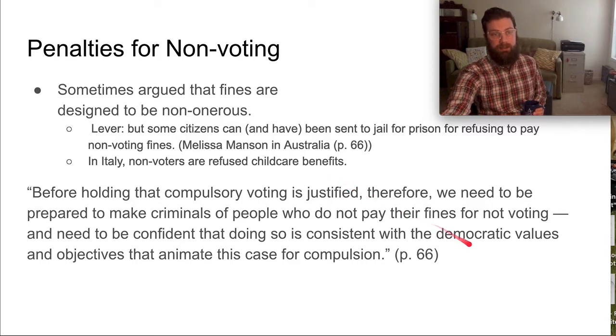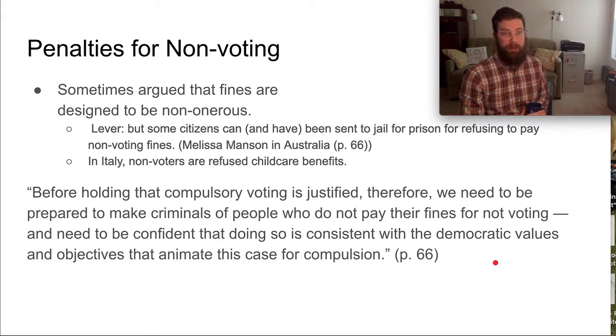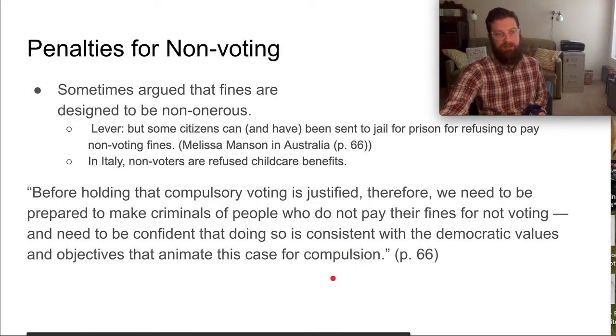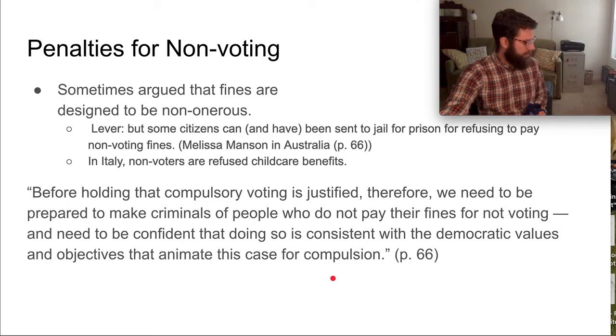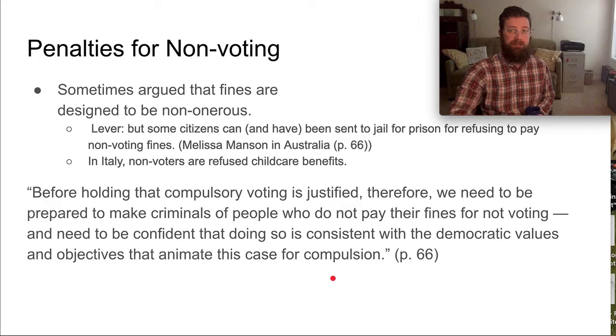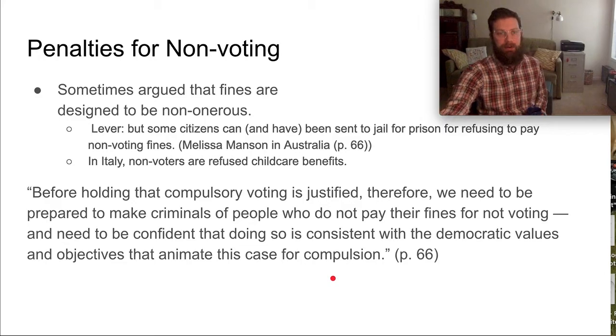So here's how Lever puts it. Before holding that compulsory voting is justified, therefore, we need to be prepared to make criminals of people who do not pay their fines for not voting. And we need to be confident that doing so is consistent with democratic values and objectives that animate the case for compulsion. So if we're trying to make people better represented and to bring legitimacy to government institutions, we might wonder if the actual enforcement is going to undercut those very goals.